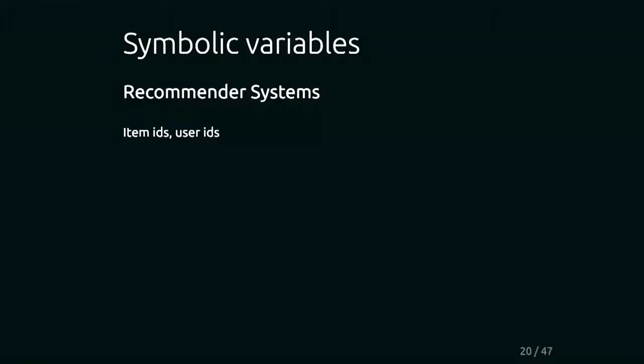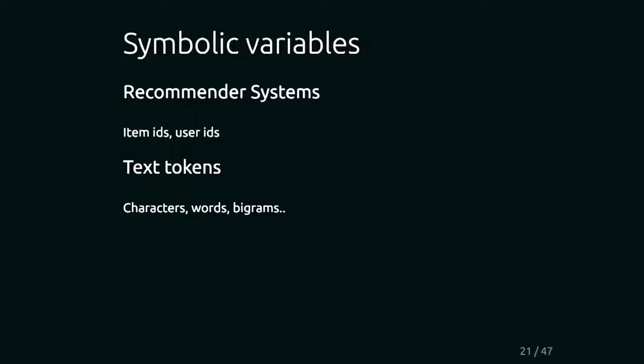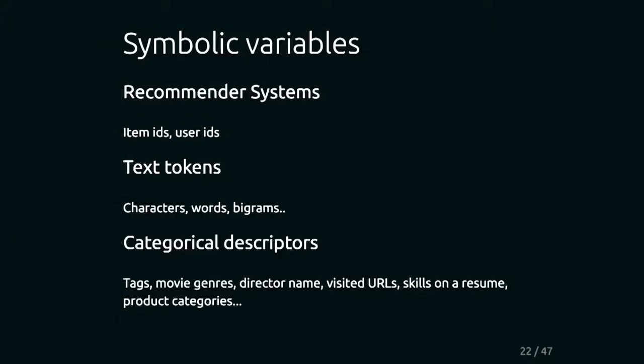So for a recommender system, this could be the item IDs and user IDs, but we have exactly the same problem for neural nets when we try to deal with text tokens for natural language processing, for instance, like characters, words, and bigrams. But it also happens when you have any kind of categorical descriptors. For instance, tags for your products. So it could be additional metadata on your product in the catalog, or movie genres, director names, the history of visited URLs in the past. If you track the user activity to do personalized advertisement, for instance, or skills on a resume if you are like LinkedIn or Viadeo, for instance, or product categories, and so on.